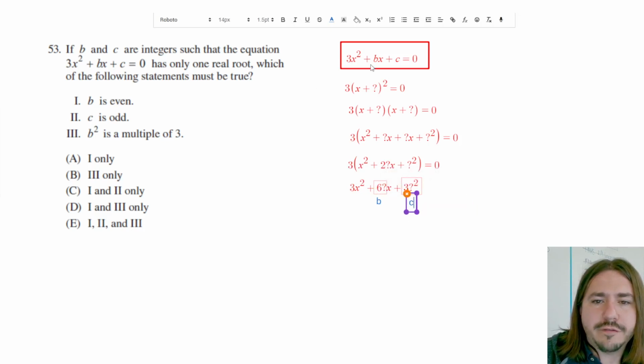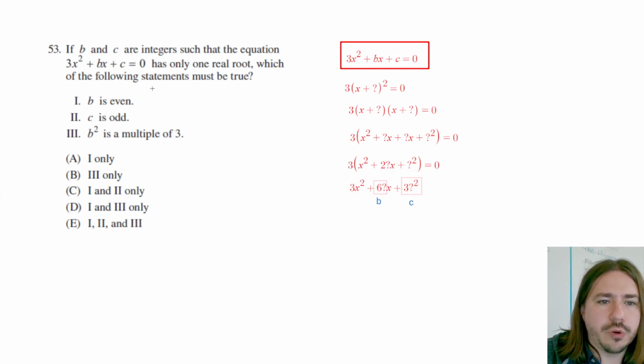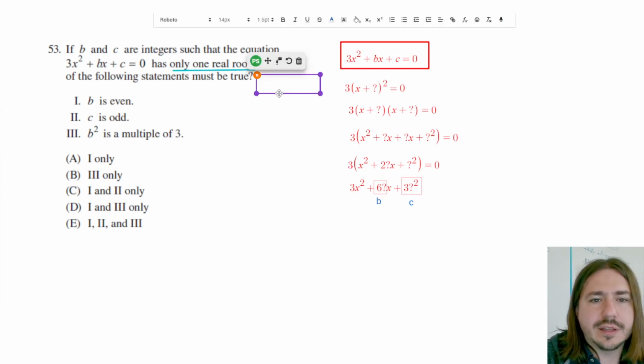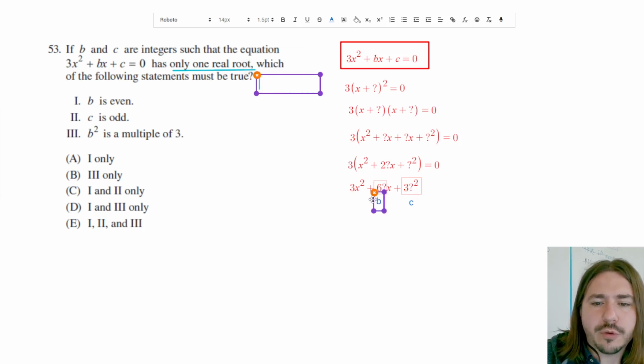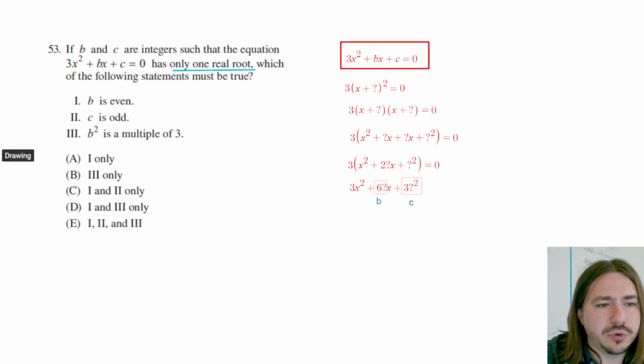So in other words, if this is a perfect square, so that I only have one real root, and that's really the key here. The fact that it only has one real root means that we have a perfect square. So in other words, b here, this coefficient, is going to be a multiple of 6, and c is going to be a multiple of 3. So let's go through these 3 statements and see what's true and what's false.